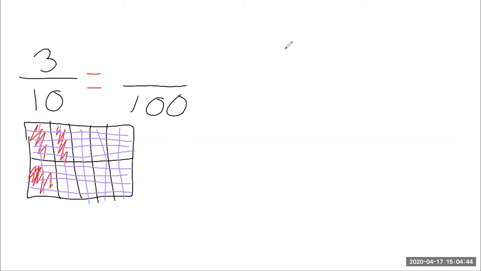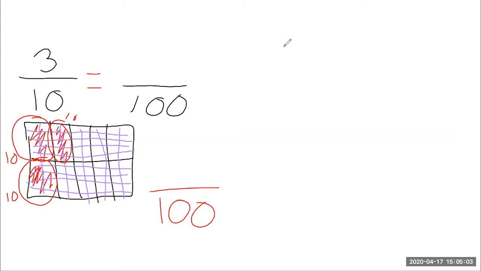Okay, so I started with 3 tenths. But if I look at my red shaded amount, what used to be 1 tenth now has 10 parts inside. So this one has 10, this one has 10, and this one has 10. But my total denominator was 100. If I take all those, 10, 20, 30, I now have 30 hundredths. But it's the exact same thing as 3 tenths. They are equal to each other.